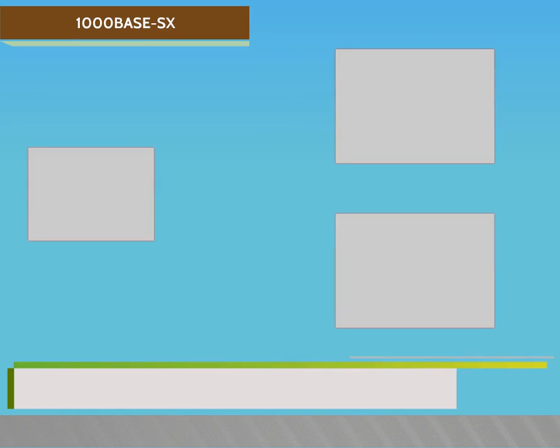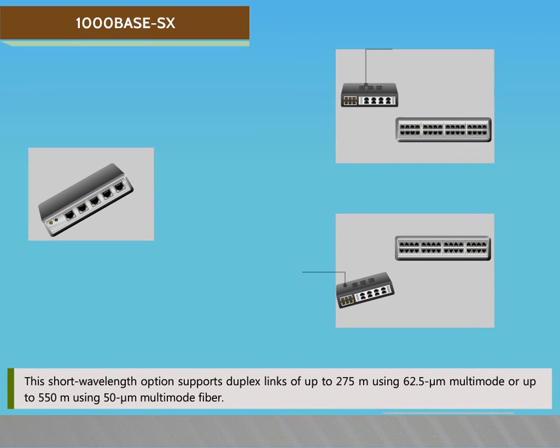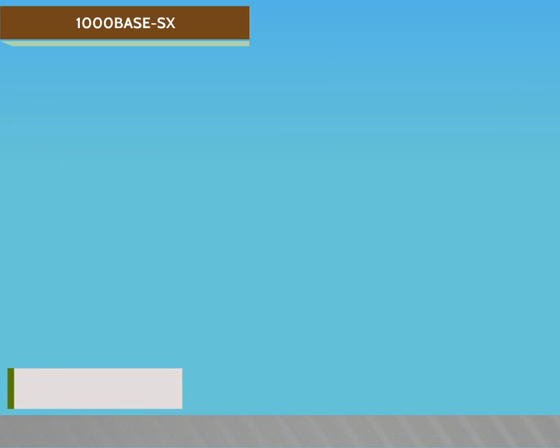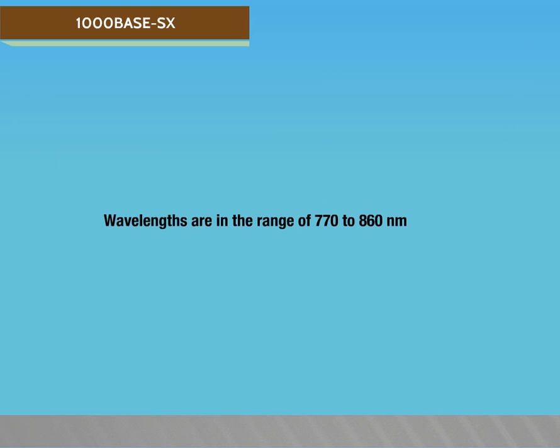1000BASE-SX. This short wavelength option supports duplex links of up to 275 meters using 62.5 micrometer multimode, or up to 550 meters using 50 micrometer multimode fiber. Wavelengths are in the range of 770 to 860 nanometers.